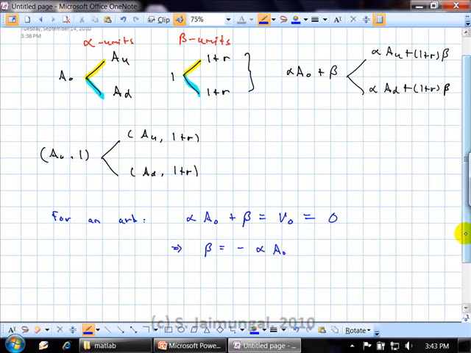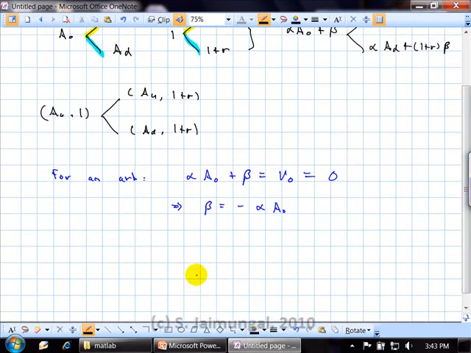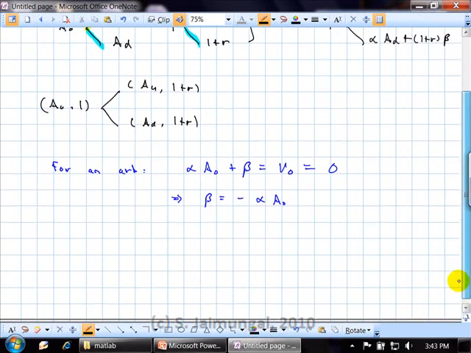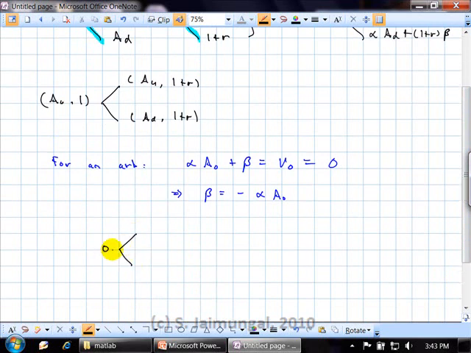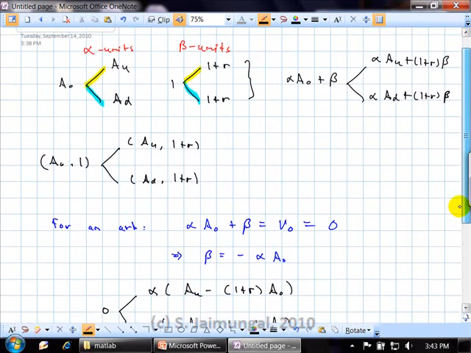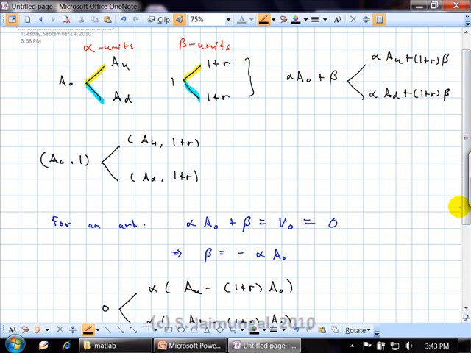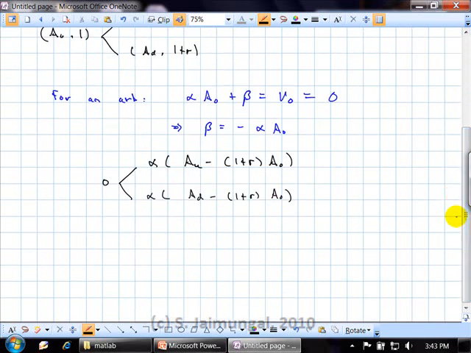Okay, so if I did that, then let's again draw this portfolio out down here. The net result after making that substitution, I would have 0, I'd have alpha times AU minus 1 plus R times A0, and I have alpha times AD minus 1 plus R times A0. Right, that's just by substituting beta equals minus alpha A0 in the end there. I end up with that. Okay, if this is to be an arbitrage, what must I have?